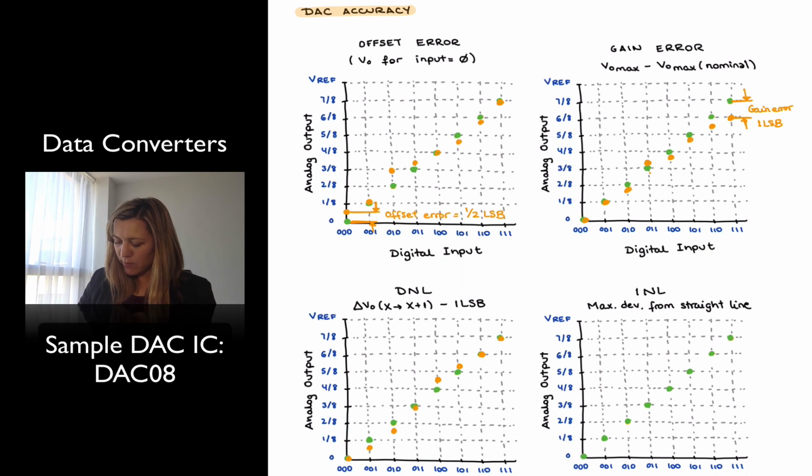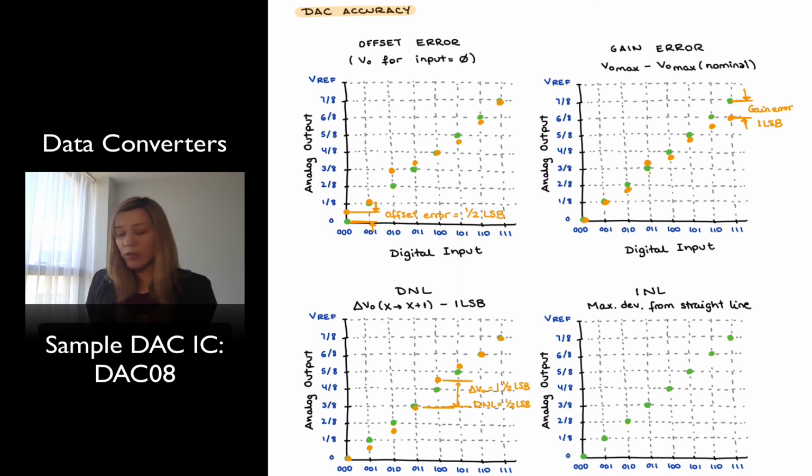Basically, from this point to that point, I have a difference. This will be one step in digital input, and it should correspond to a 1 LSB step in analog output, but instead it's 1 and a half LSB. And so my delta V out is equal to 1.5 LSB. Therefore, my differential nonlinearity is half an LSB. So it's the delta between that maximum difference and 1 LSB.